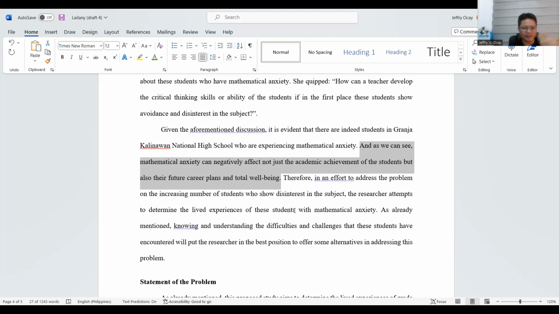Well, what I'm just trying to say is it's going to be lived experiences, could be both negative and positive experiences. In this case, we want to know the difficulties and challenges of these students, because once we know how they've been faring in that subject, the teacher will be in the best position to offer some alternatives or solutions to the problem, which the researcher will develop and articulate fully in the recommendation part of the thesis.